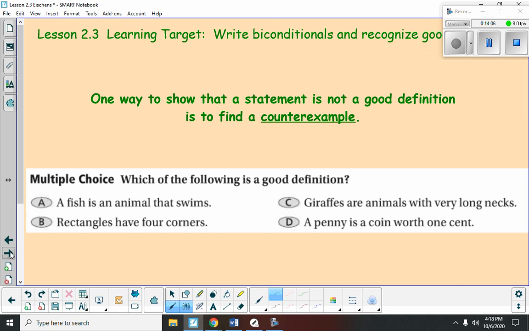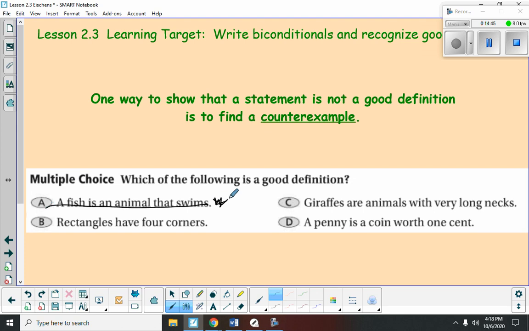All right, one way to show that a statement is not a good definition is to use a counterexample. So, which of the following is a good definition? A fish is an animal that swims. Is that a good definition of a fish? Remember, for a good definition, we could write the converse and it would also be true. If we said an animal that swims is a fish, is that true? Well, not necessarily always, because other animals swim. I just heard about deer that swim. So I should just write it's not a good definition.